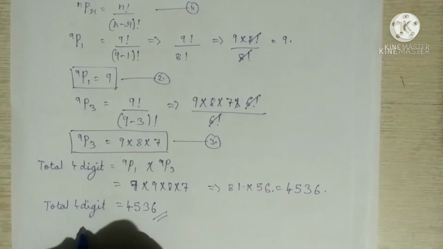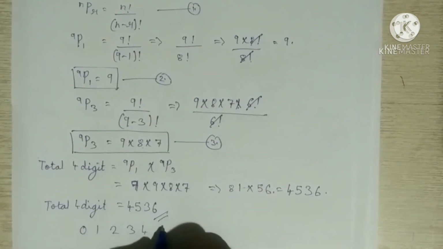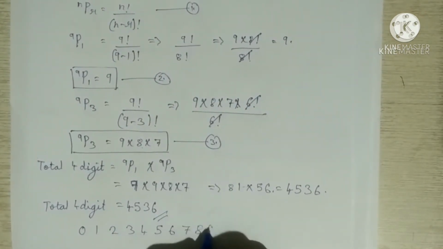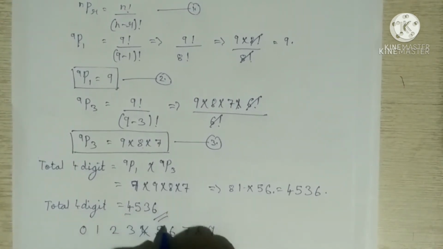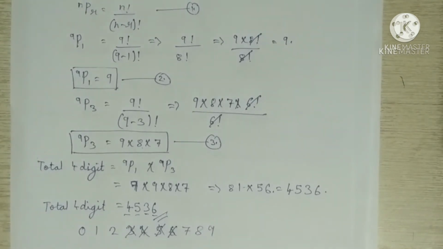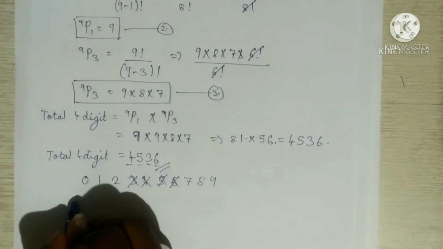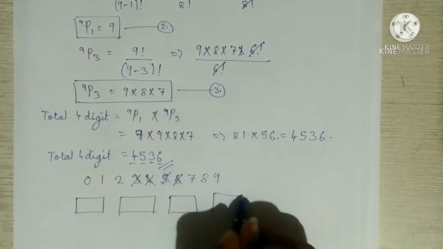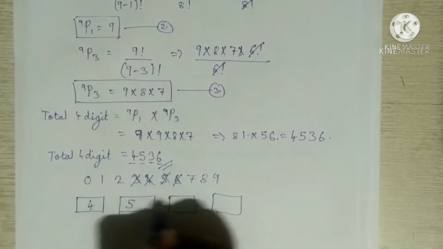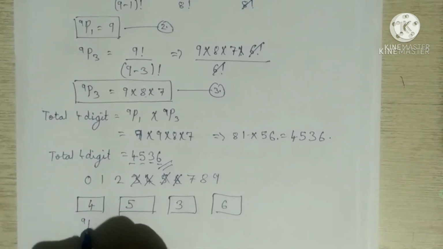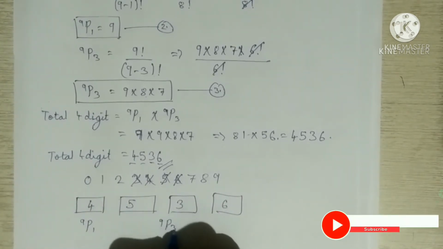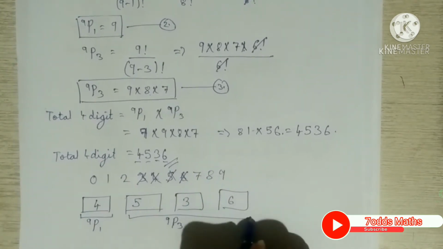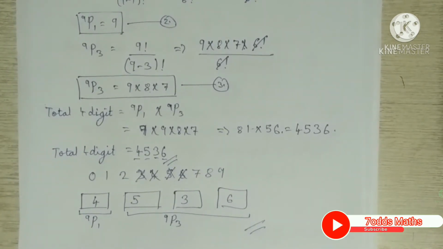In 0 1 2 3 4 5 6 7 8 9, 4 is first digit, 5 is second digit, 3 is third digit, 6 is fourth digit. The final result will be 9P1 into 9P3, which is 4536. Okay, this is the answer.